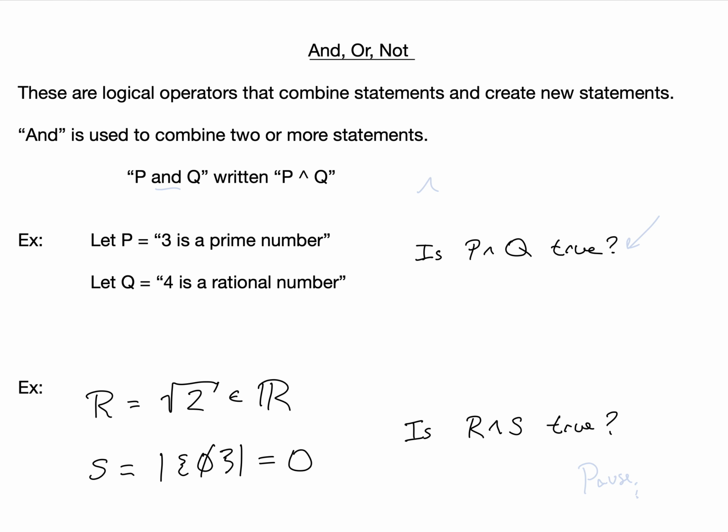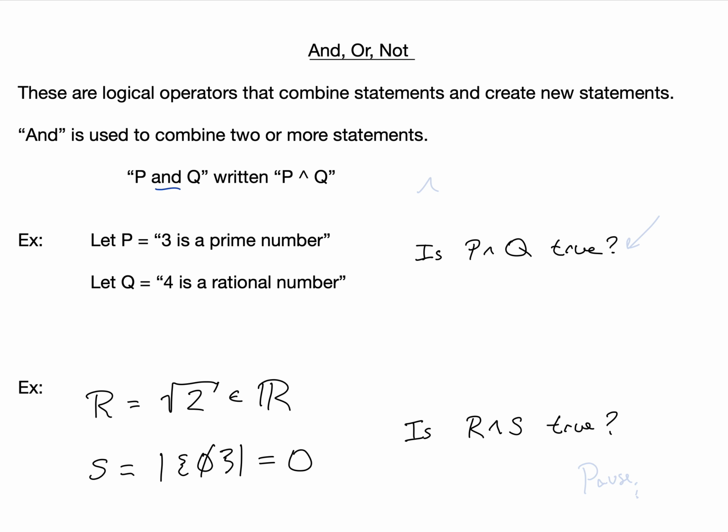In this video, we're going to talk about the logical operators and, or, and not. These are each logical operators that combine statements and create new statements. The first we'll talk about is and. So and is used to combine two or more statements.